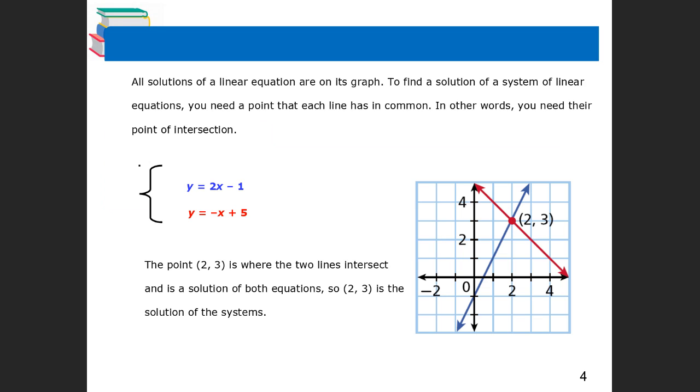Now, if we're going to solve a system of equations by graphing, it's very easy to do. All we do is graph the two equations. Where the two lines cross, that is the solution to the system of equations. So in this problem, you can see that I've graphed the two lines out. The answer is the ordered pair (2, 3).